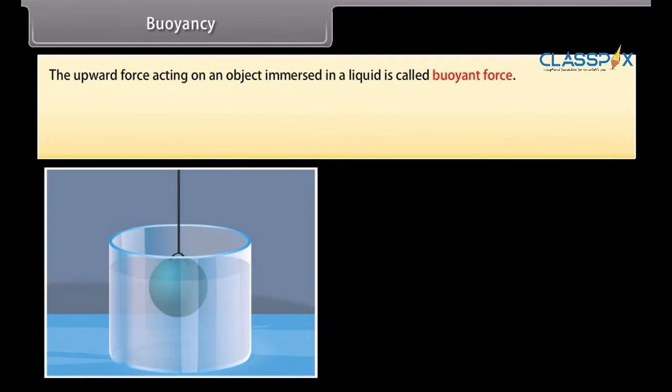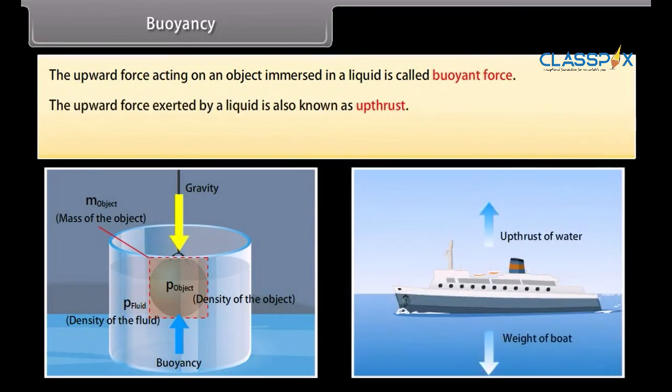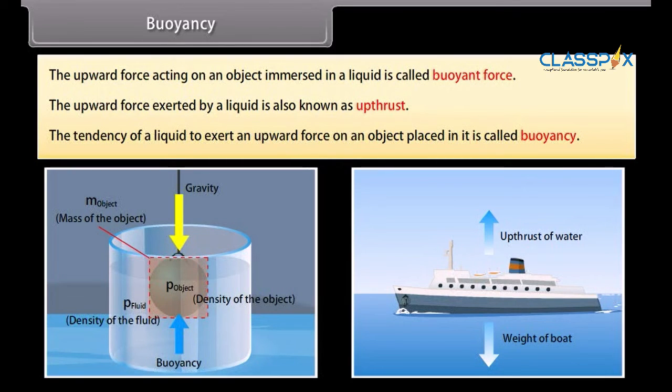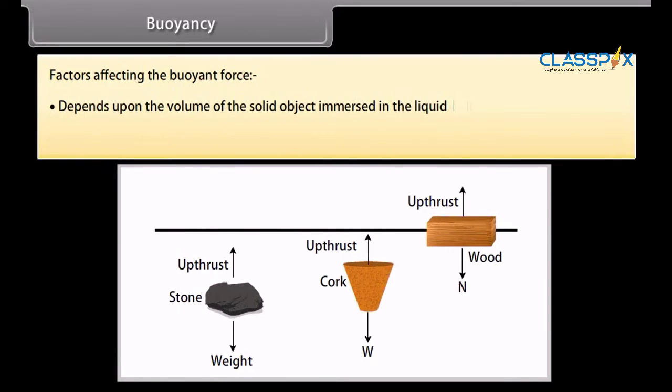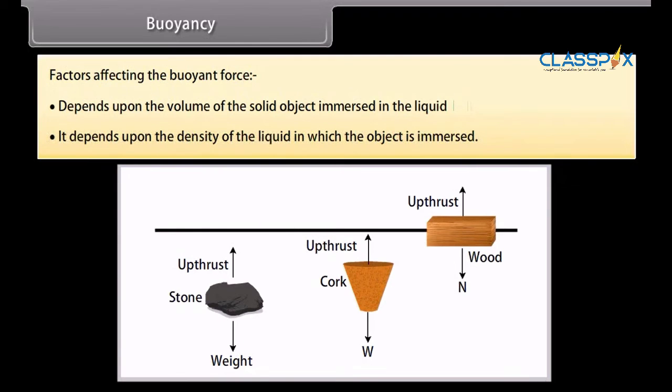Buoyancy. The upward force acting on an object immersed in a liquid is called buoyant force. The upward force exerted by a liquid is also known as upthrust. The tendency of a liquid to exert an upward force on an object placed in it is called buoyancy. Factors affecting buoyant force: it depends upon the volume of the solid object immersed in the liquid. It depends upon the density of the liquid in which the object is immersed.